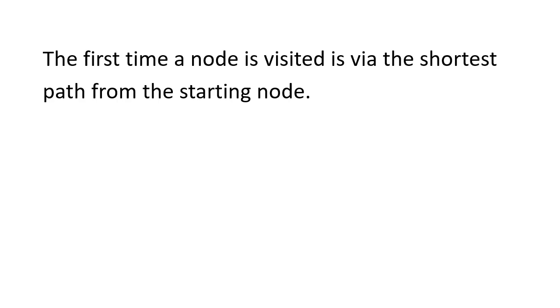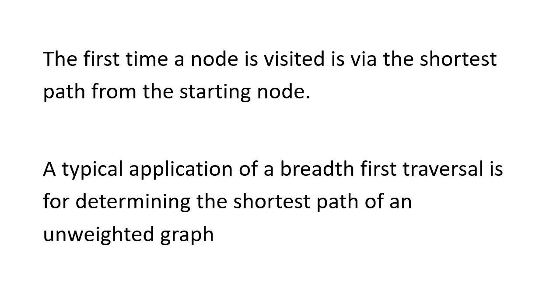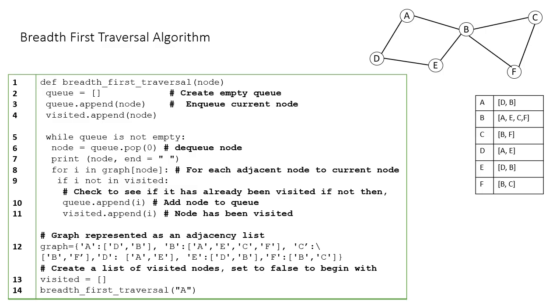Now, the first time a node is visited is via the shortest path from the starting node. So a typical application of the breadth-first traversal is for determining the shortest path of an unweighted graph. We are going to trace the breadth-first algorithm, but before we do so, it's worth just investigating the code.